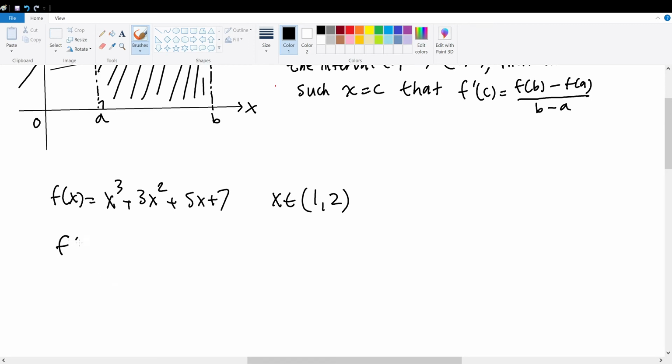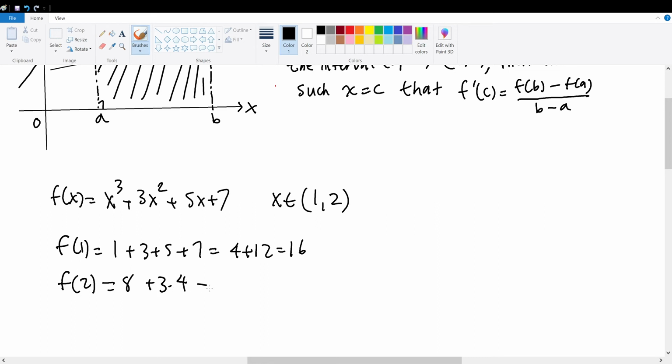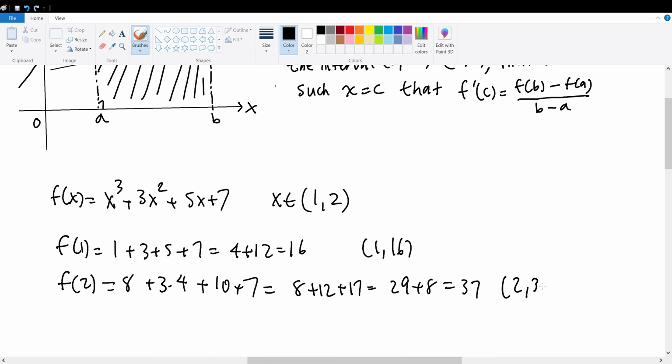So f of 1 is 1 plus 3 plus 5 plus 7, which is the same thing as 4 plus 12, which is 16. f of 2 will be 2 to the third power, which is 8, plus 3 times 4, plus 10, plus 7, which is 8 plus 12 plus 17, which is 29 plus 8, which is 37. So our first point is 1 comma 16, and our second point is 2 comma 37.